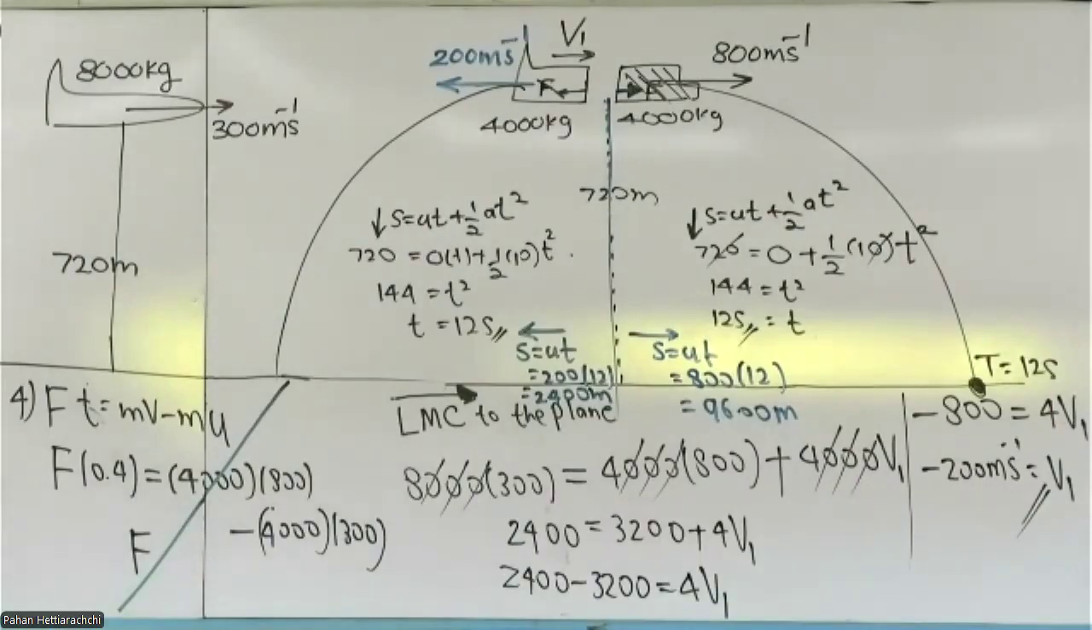Question number 19. A cannon of mass 50,000 kilograms fires an 8 kg shell horizontally at 200 meters per second velocity. Find the recoil velocity of the cannon.